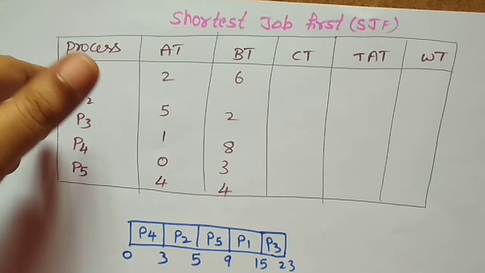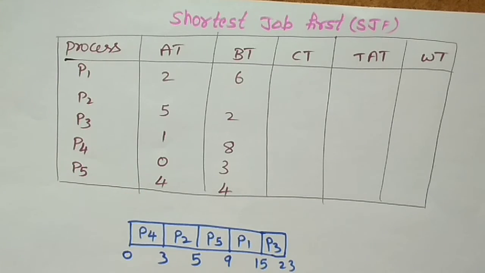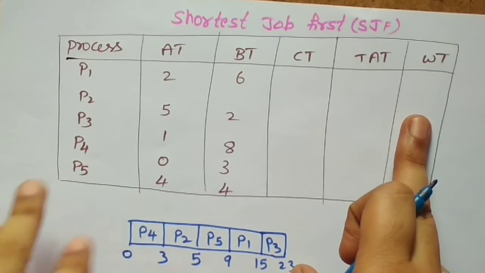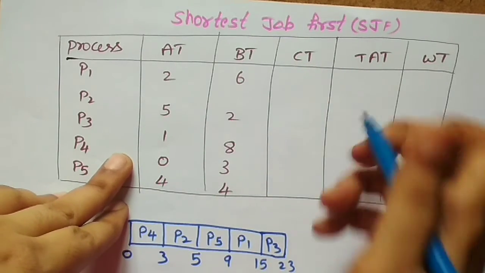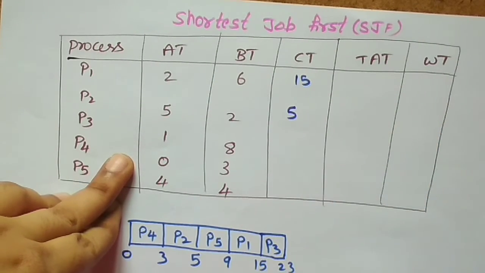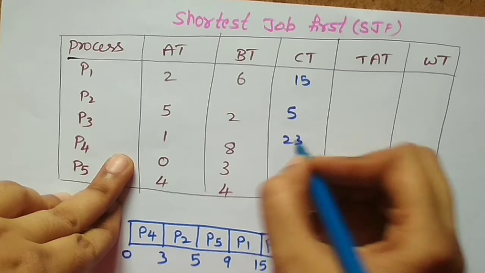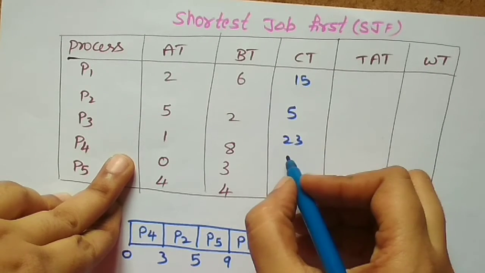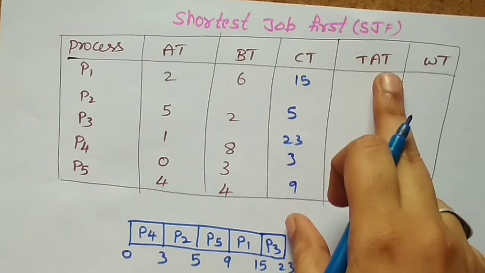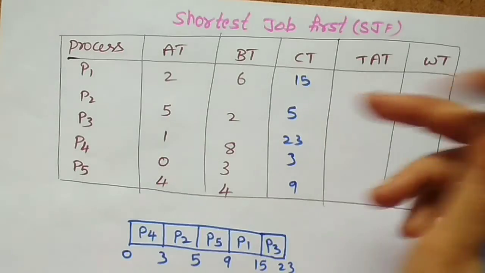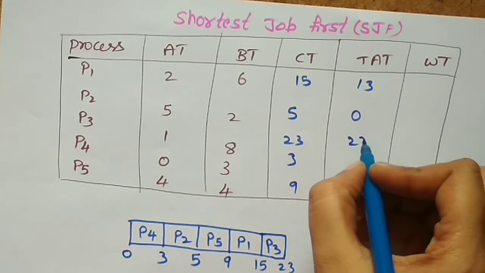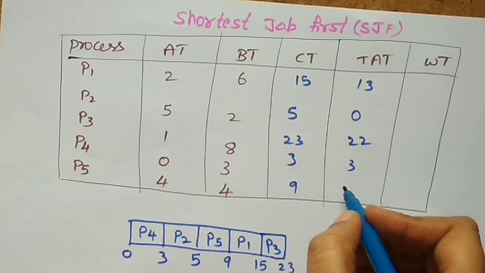After completing all the processes, next we calculate the completion time, turnaround time, and waiting time. The completion time for P1 is 15, for P2 it is 5, for P3 it is 23, for P4 it is 3, and P5 is 9. Turnaround time is completion time minus arrival time. So 15 minus 2 is 13, 5 minus 5 is 0, 23 minus 1 is 22, 3 minus 0 is 3, and 9 minus 4 is 5.